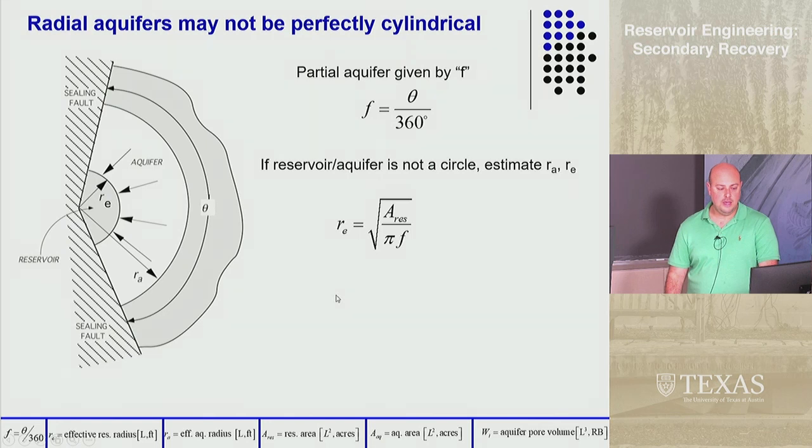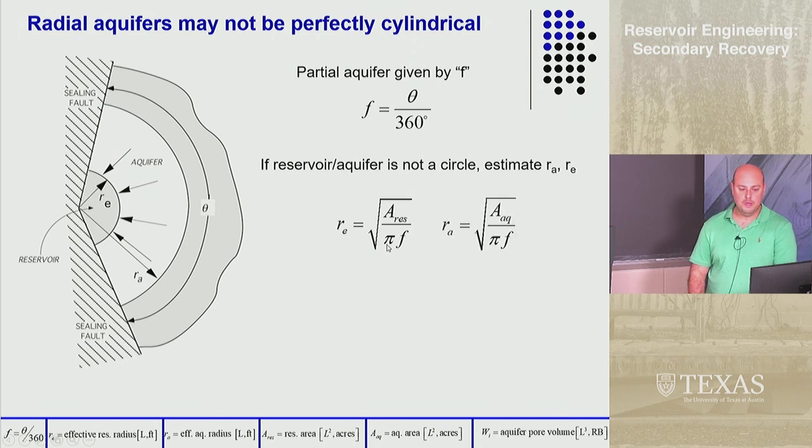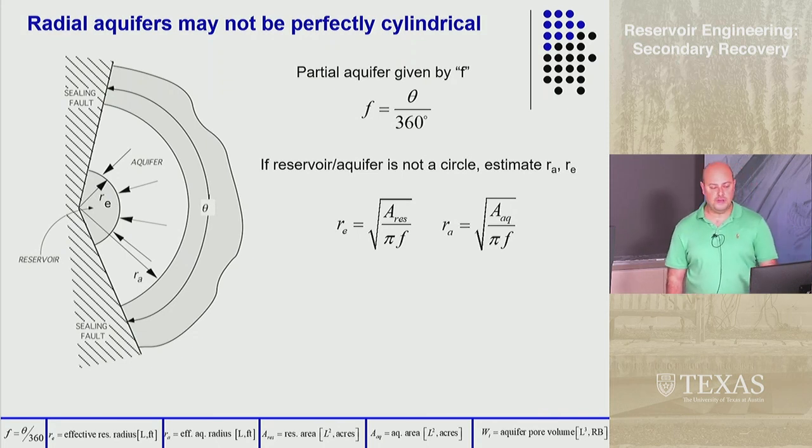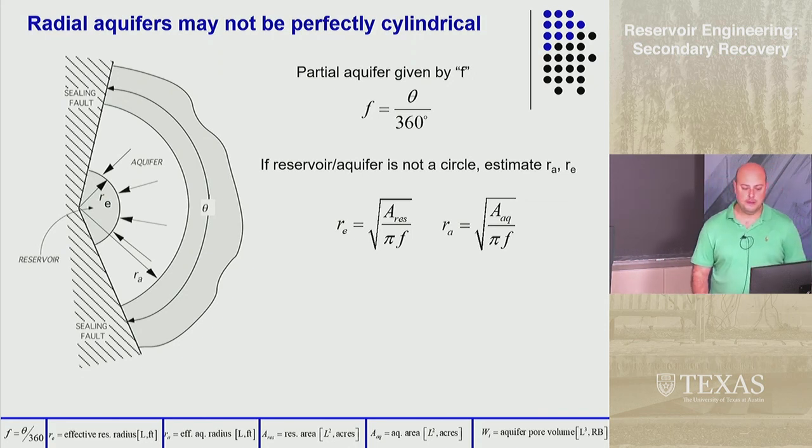And so we could say the outer radius, RE, is the square root of the area of the reservoir divided by pi f. And then the radius of the aquifer is the square root of the area of the aquifer divided by pi f. Because again, area is equal to pi r squared, so that's why we have our square root in there. And then we're accounting for this fact that it might not be a full circle, so we have our factor f in there.